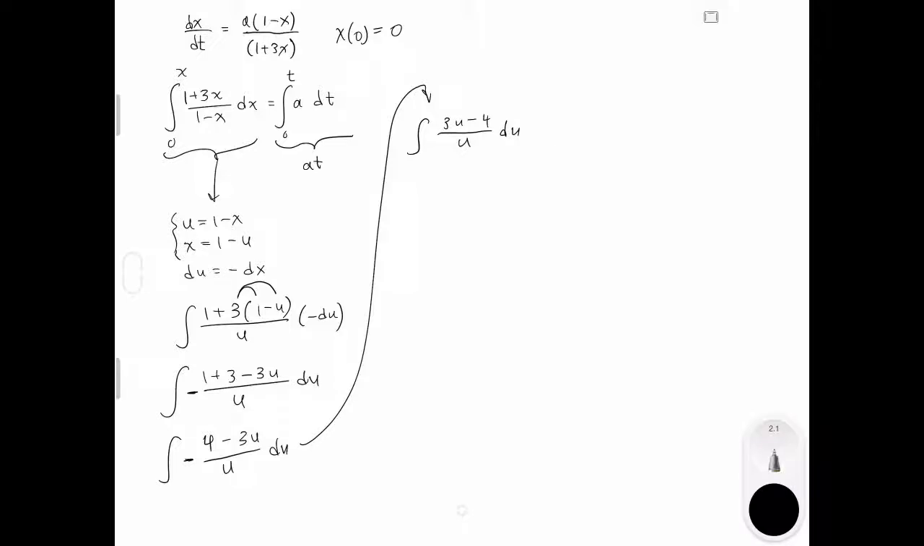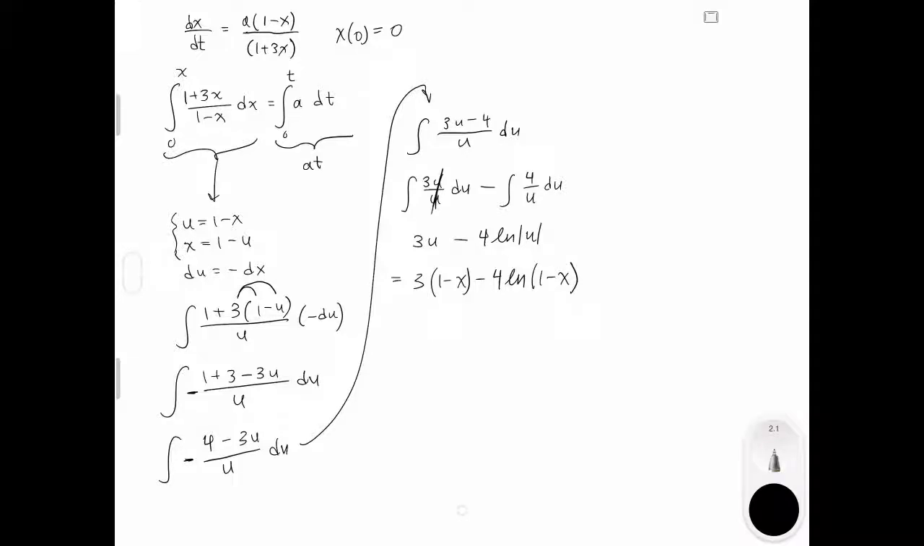Now since we have two terms in the numerator, we can split up the integral. So this becomes the integral of 3u over u du minus the integral of 4 over u du. In the first one the u's cancel, and that's a pretty simple integral, so 3u, minus this next one, which is just 4 natural log of u. And so we're going to recast by plugging in what u is in terms of x. That's 3 times (1 minus x) minus 4 times natural log of (1 minus x).